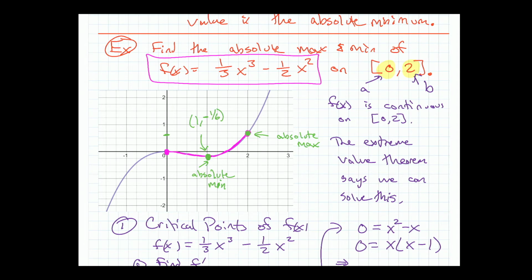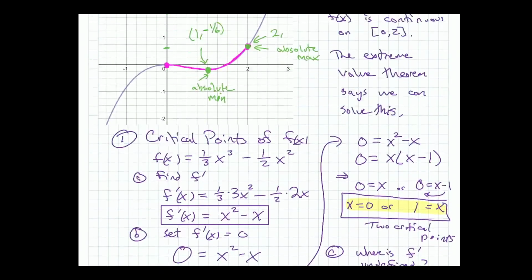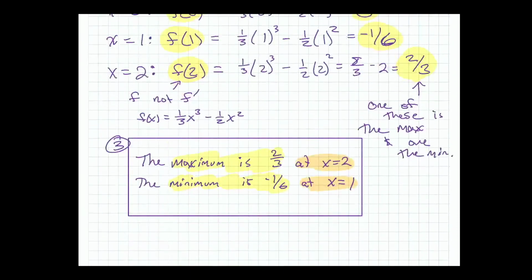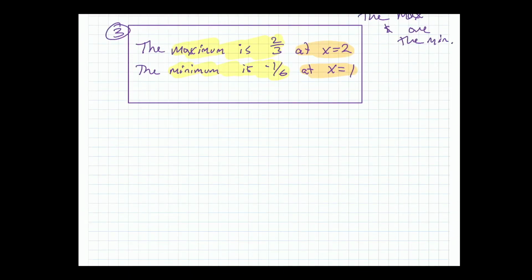And the absolute maximum must be 2... what was the highest value? 2/3? 2/3. Okay, so we found the minimum and maximum. And notice we did not need the picture for it. We just followed the steps and we came up with the numbers, and there you go. All right, let's keep going.